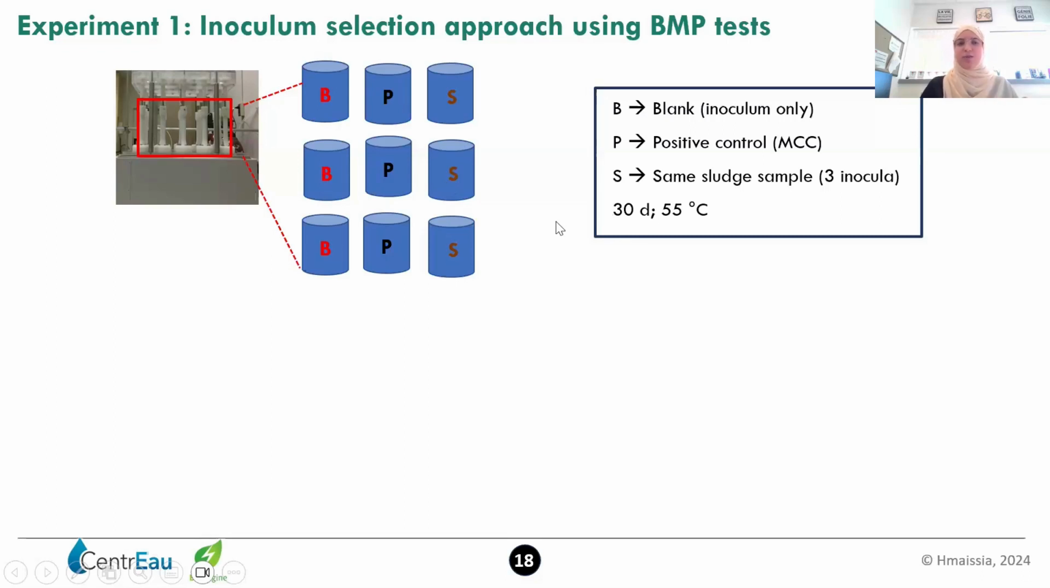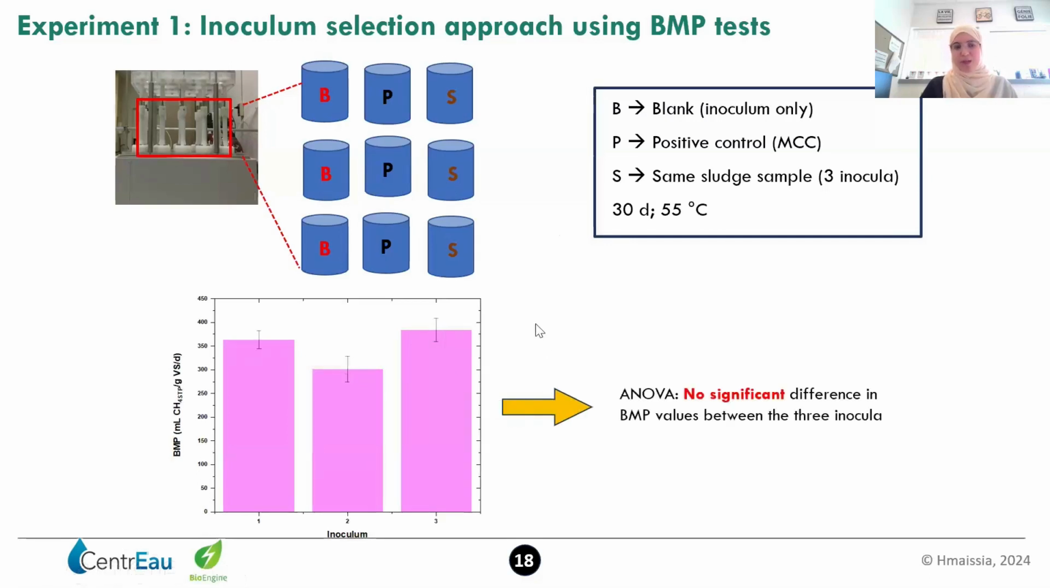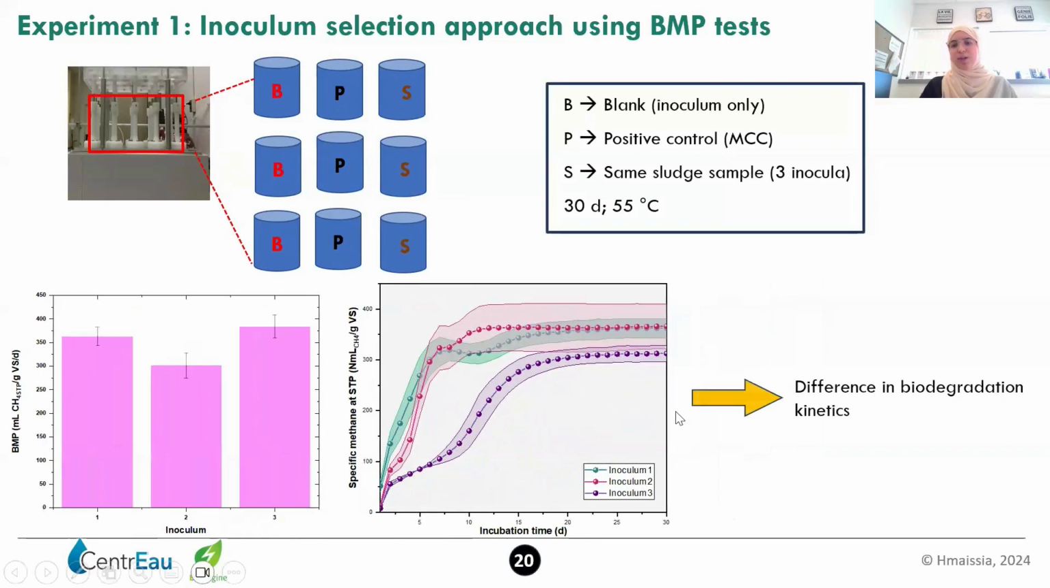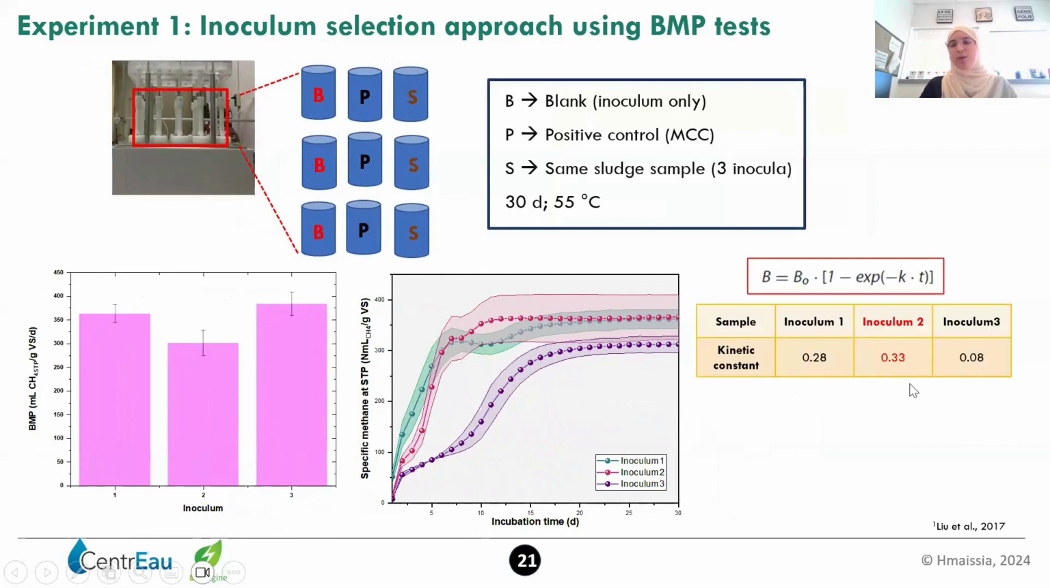The first product of this experiment was the biomethane potential of the sewage sludge. We checked them, we see some differences, but when we applied ANOVA, it's not significant. Then we checked something else, which is the cumulative specific methane production of our sewage sludge. When you look at the end, the 3 inocula arrive at almost the same value, but at the beginning you can see there's a delay for inoculum 3. So that's why we applied a first order exponential model, and to compare between the 3 inocula, we calculated K, the kinetic constant. We found that inoculum 2 had a better kinetic constant, and inoculum 3 had the least good one.